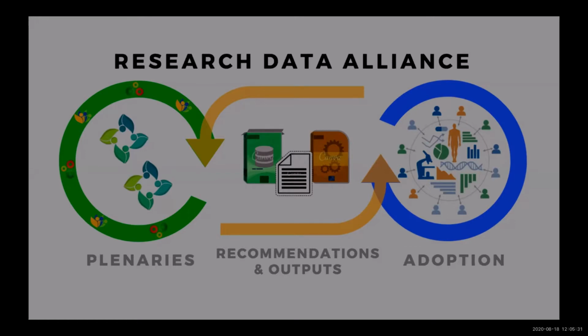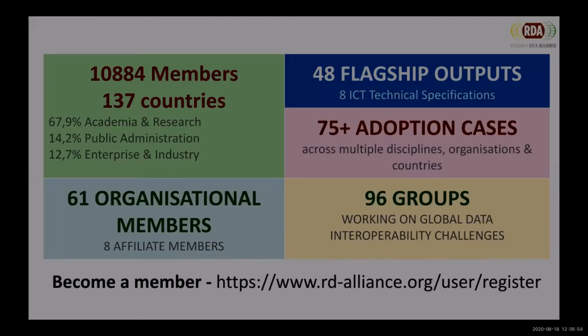So in essence, how this operates is community members gather during plenaries twice a year. Our upcoming plenary is going to be hosted virtually in Costa Rica. During these plenaries, participants discuss barriers to research data sharing crucial for addressing global challenges. Nearly 100 working groups and interest groups have been formed to craft social recommendations and technical solutions, which are then tested and adopted in the broader scientific community.